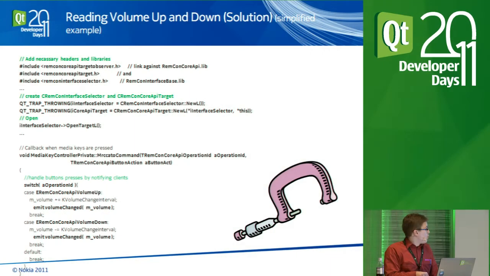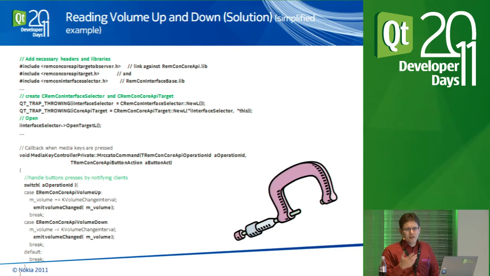Regarding this reading the volume up and down keys, our experience is that this is only possible when the application is in the foreground. Is that correct? Well, I'm not sure about this. So in your case, you had the problem that you needed to read the volume up and down keys when the application is also in the background.